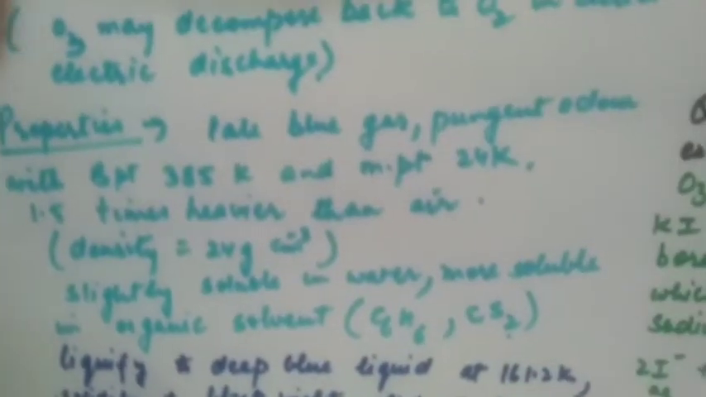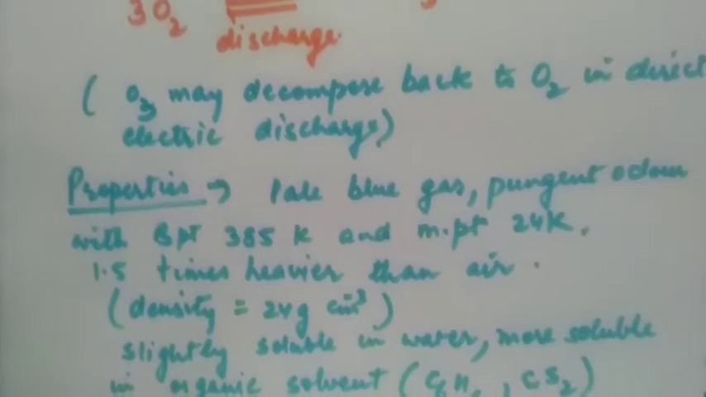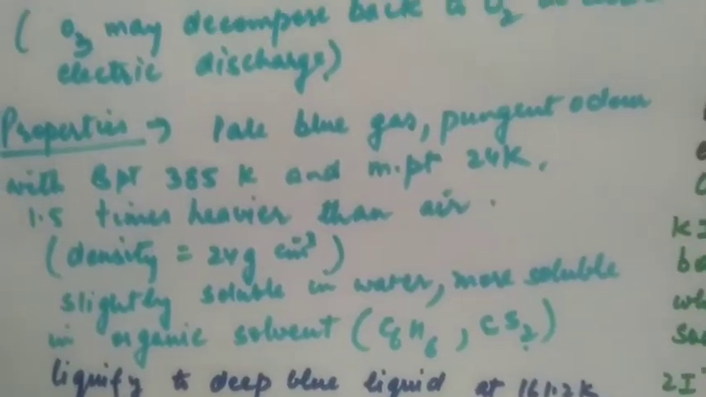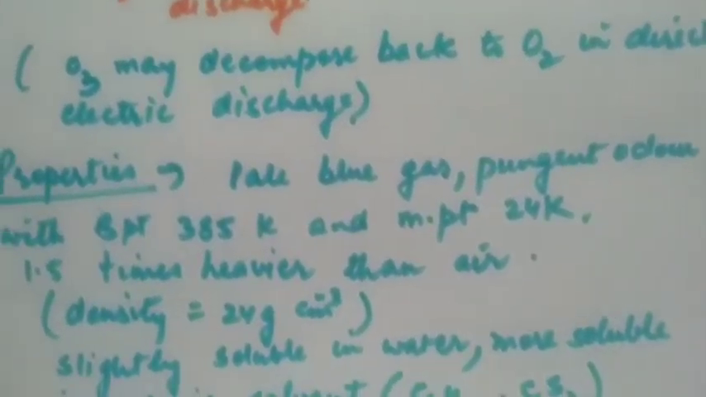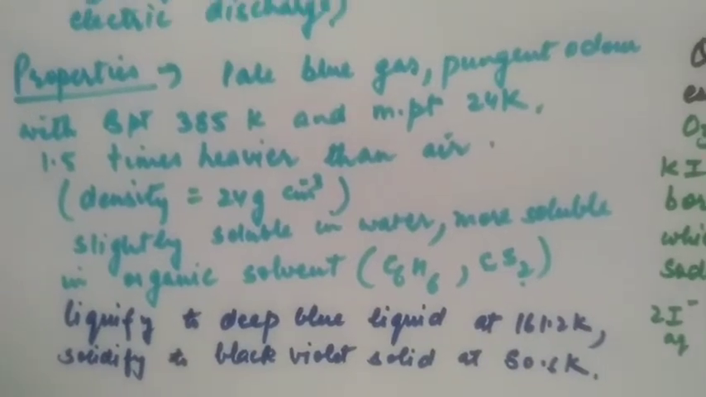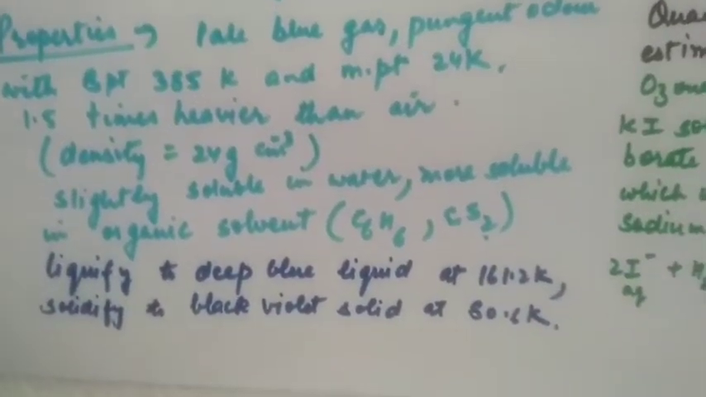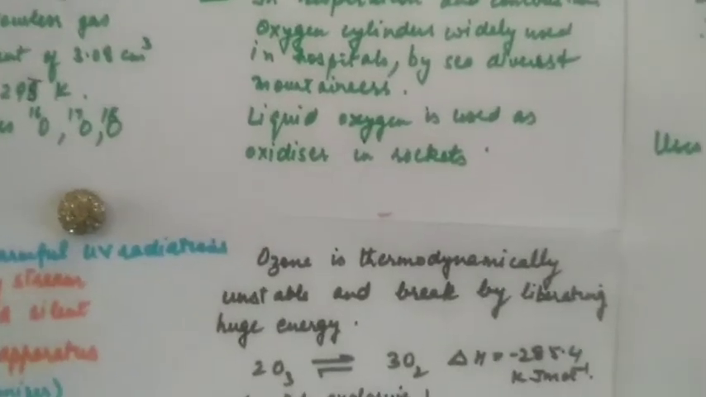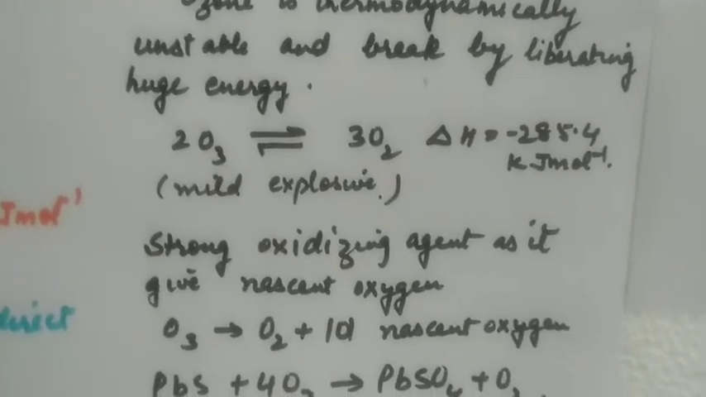Properties of ozone: it's a pale blue gas, has a pungent odor, with boiling point 385 Kelvin and melting point 24 Kelvin. It's 1.5 times heavier than air. Its density is 24 grams per centimeter cube, which is 1.5 times heavier than normal air, whose density is 14.4. It is slightly soluble in water, more soluble in organic solvents like turpentine oil, benzene, carbon disulfide, etc. It liquefies to a deep blue liquid at 161.2 Kelvin and solidifies to a black violet solid at 80.6 Kelvin.